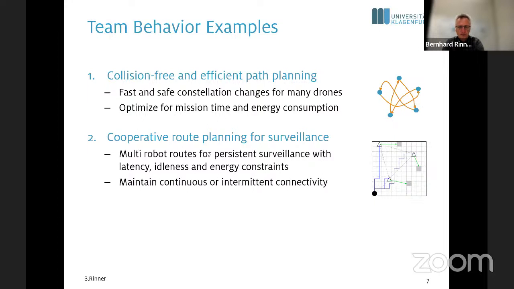Here we're interested in identifying routes for persistent surveillance or monitoring applications, where robots move in an environment from waypoint to waypoint, and they should do this while minimizing the latency, once the data is available at the base station. They need to consider the idleness, so how frequently they visit specific observation points in the environment, and naturally they should also consider the energy constraints of the drones. And we would like to achieve that with continuous connectivity or with intermittent connectivity. So there are various problems we can look into.